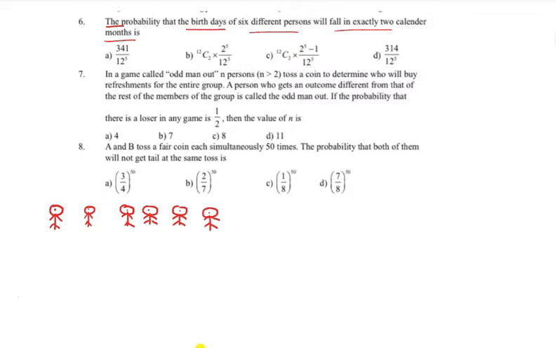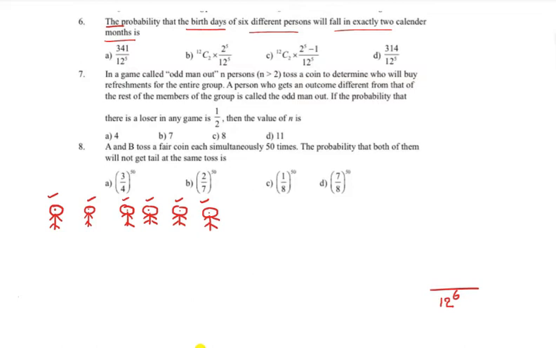So that's why the first person has 12 options. The second person also has the same 12 options. The third person also has the same 12 options. Everyone has the same 12 options. That's why the total possibilities are 12 to the power of 6. But what is the question saying?